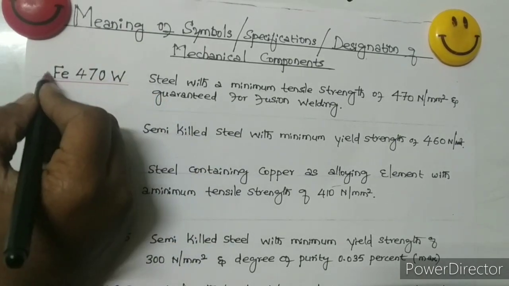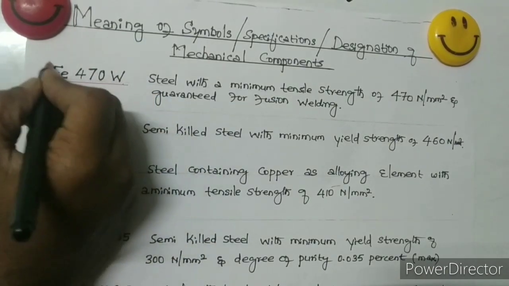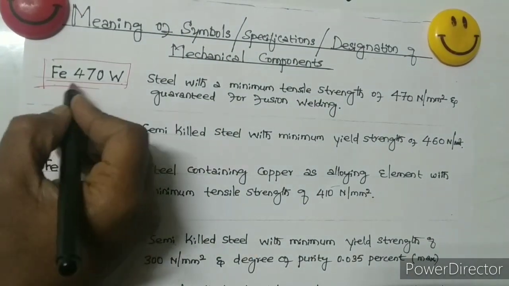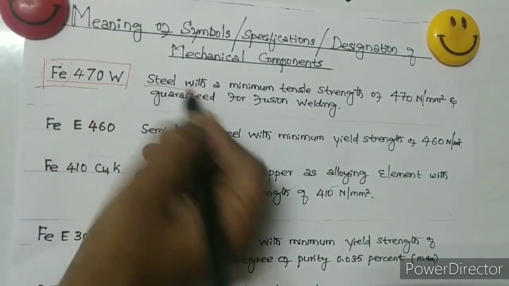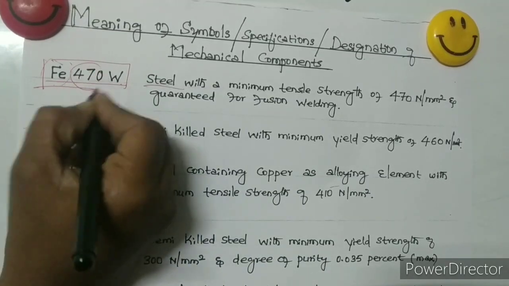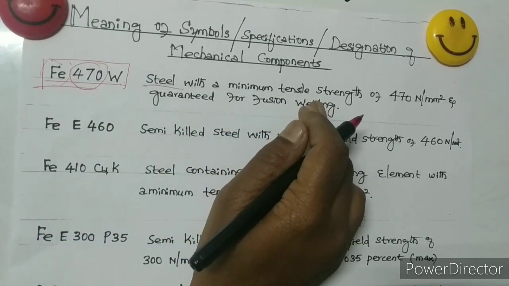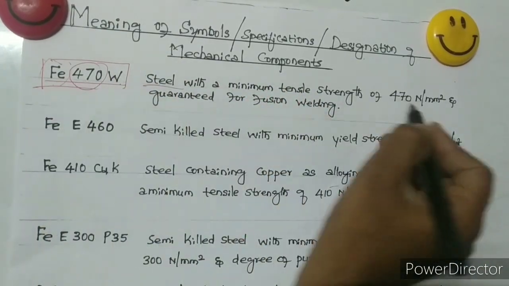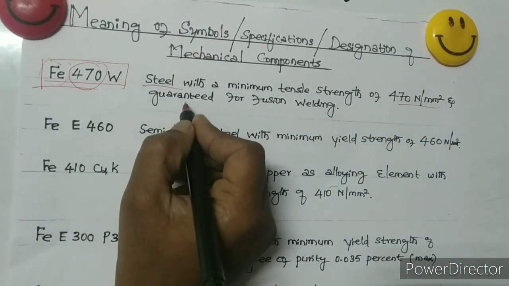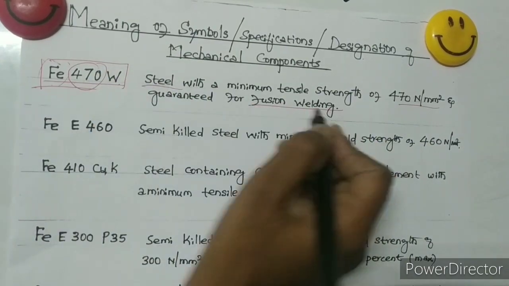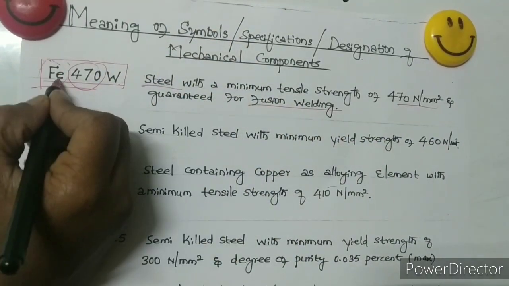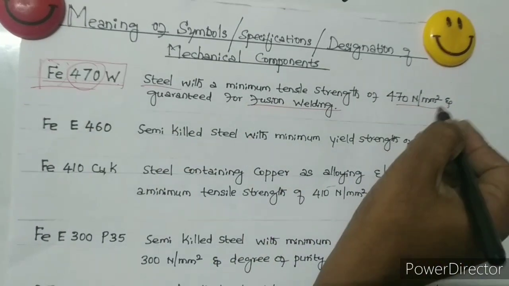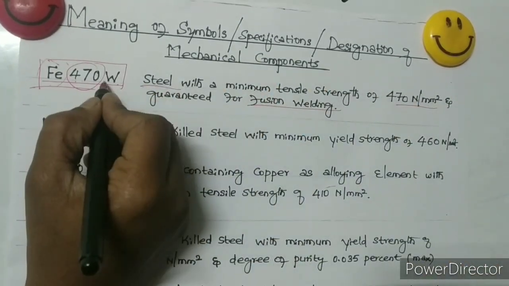So they may indicate Fe 470W, that means what? That is given on the right side, you can go through. Fe is ferrous, that is steel, you can write steel. 470 is minimum tensile strength, W is weldable. You can write 470 Newton per mm square and guaranteed for fusion welding. If you write only welding, that's sufficient.